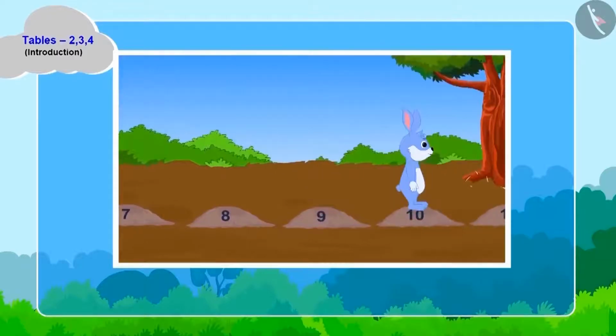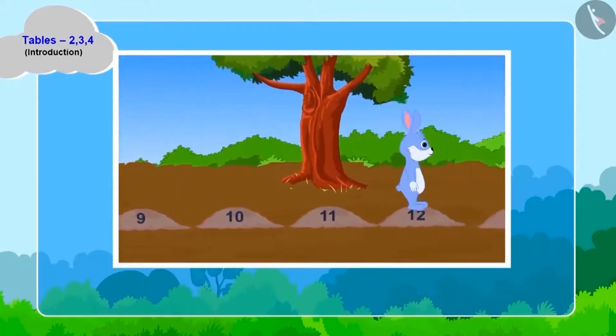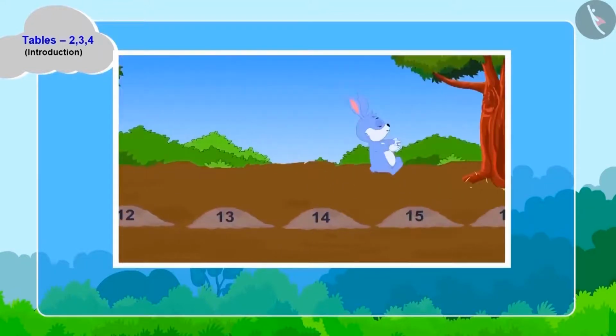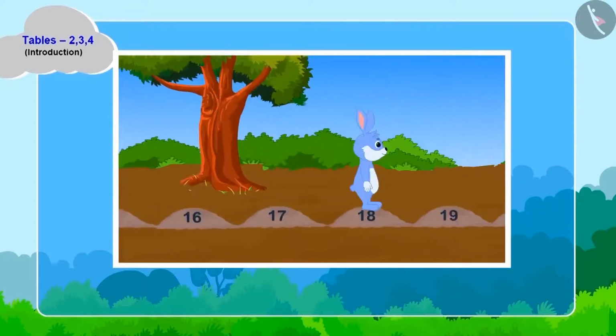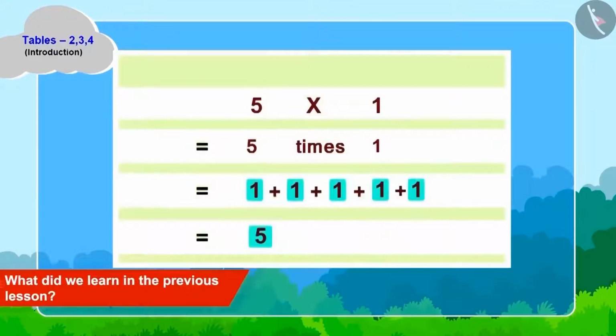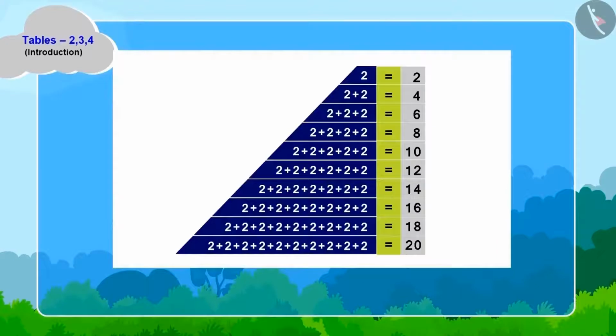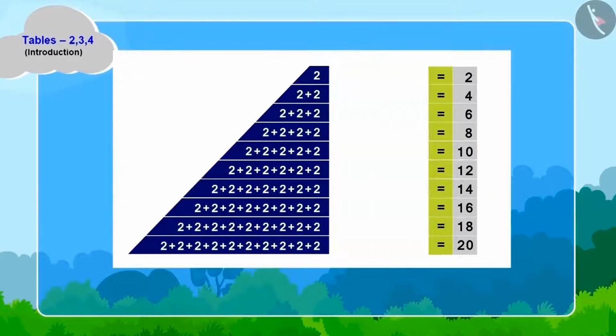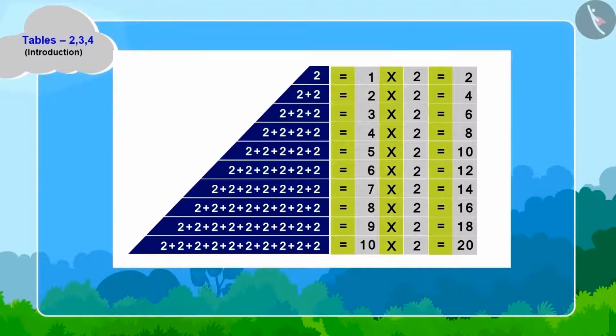Children, do you find something unique in Bunny's jumps? 2 is being added to every jump of Bunny. And what did we learn in the previous lesson? Repeated addition can also be written in the form of multiplication.